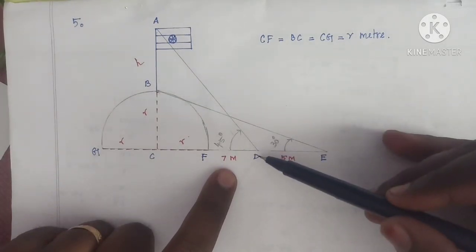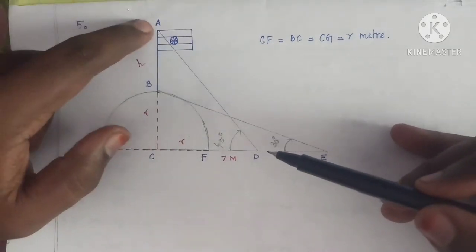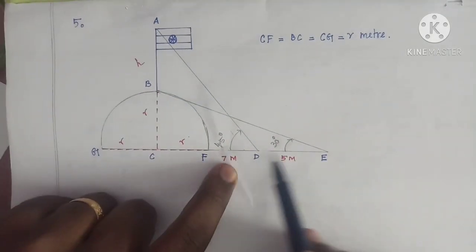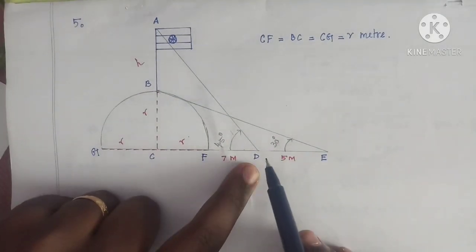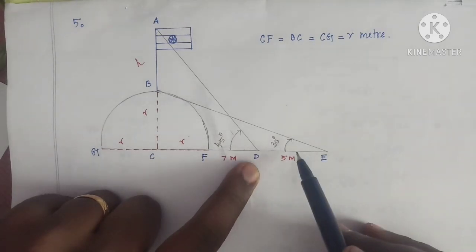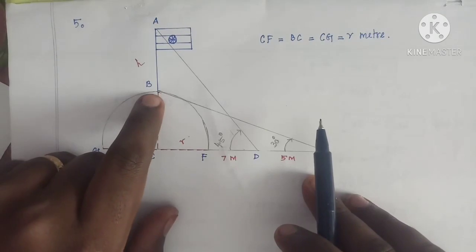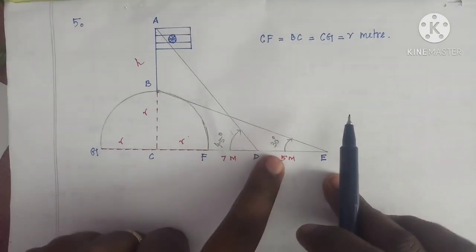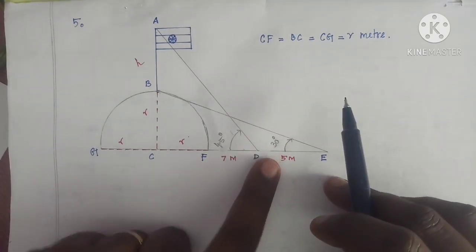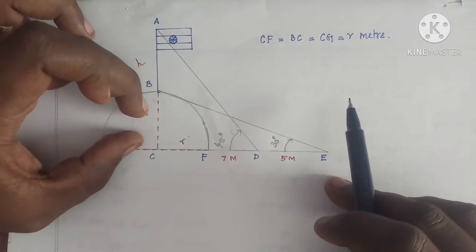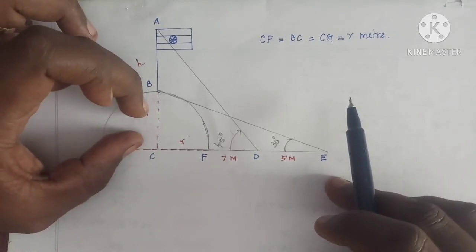He is standing here. He is observing the top of the flag post at an angle of elevation 45 degree. He moves 5 meter away from his position. He is seeing the bottom of the flag post. This is the bottom of the flag post at an angle of elevation 30 degree. So now we are going to find the height of the flag post as well as the radius of the hemispherical dome.